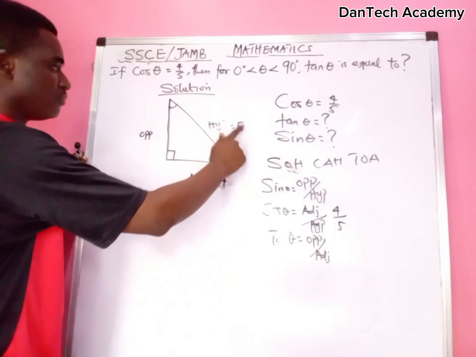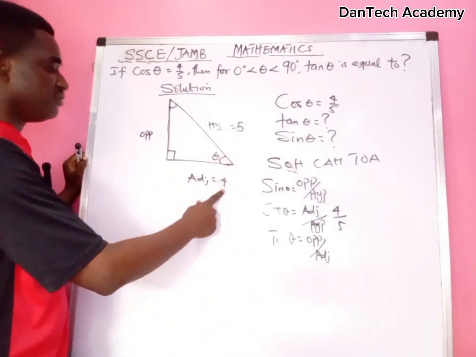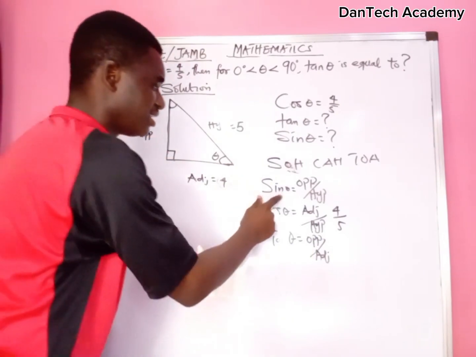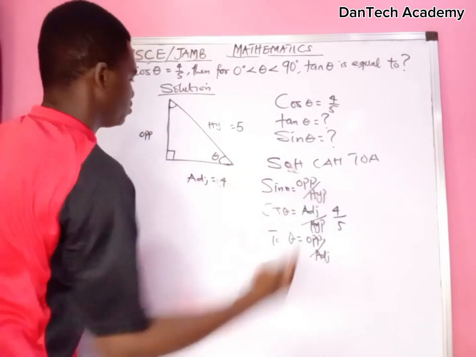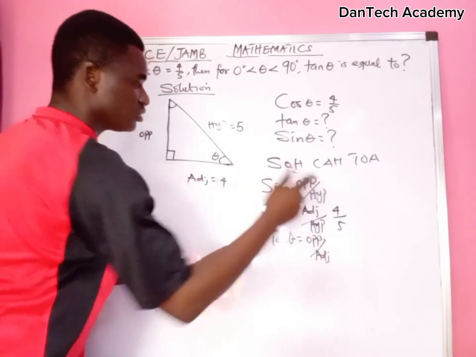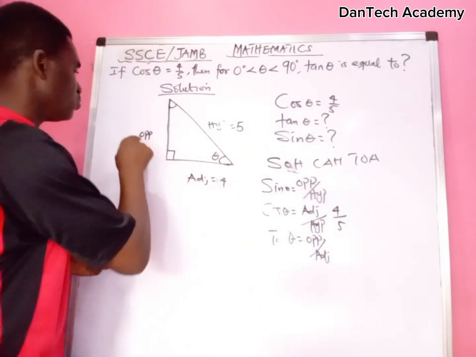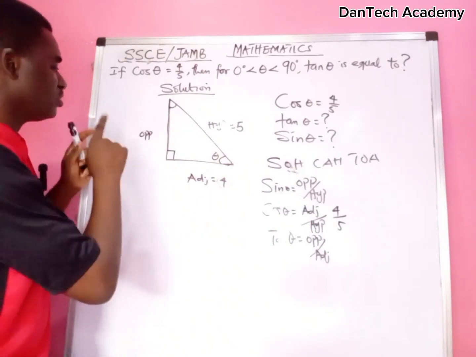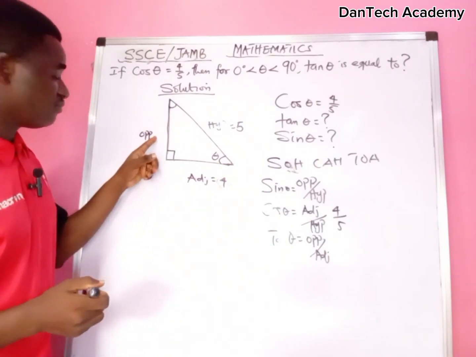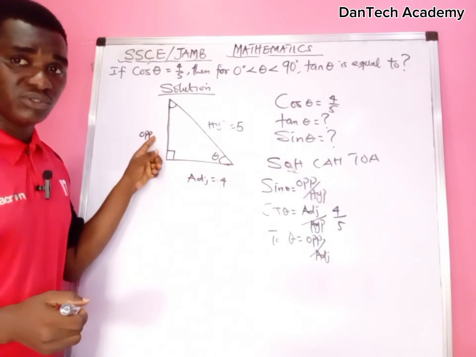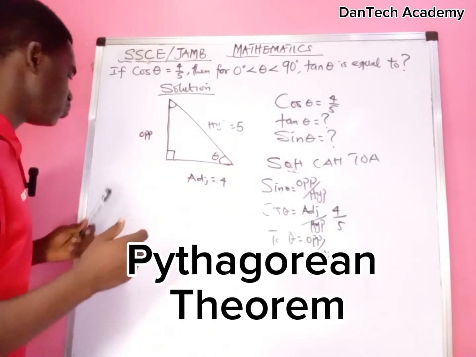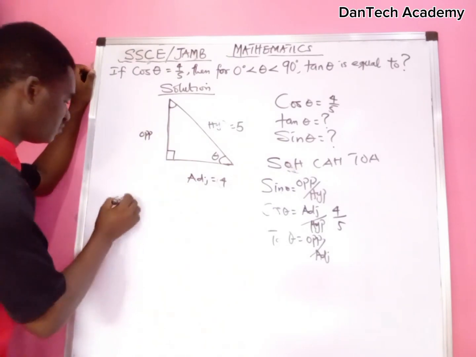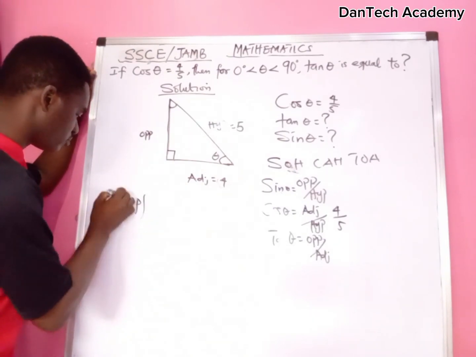Because we know the value for this side, but we don't know the value for this side. You should know that sine has to be opposite over hypotenuse. So we know hypotenuse, we're looking for sine, but we do not know what the opposite is. So in that case, we need to look for the opposite using the Pythagoras theorem. So we apply the Pythagoras theorem, we have the opposite.